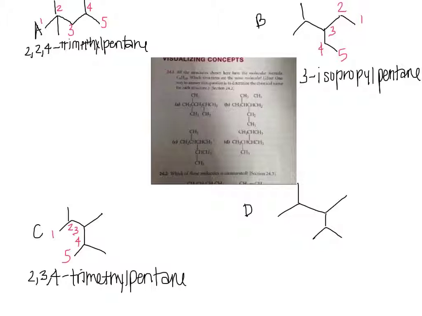1, 2, 3, 4, 5. 1, 2, 3, 4. 5's already 1, so it can't be a butane. 1, 2, 3, 4, 5. So when you draw it out, this one actually looks very similar to C. And in fact, when we number it, we'll see that it is again 2,3,4-trimethylpentane.